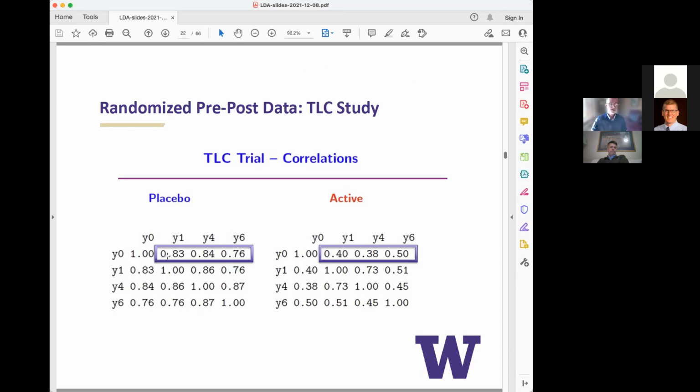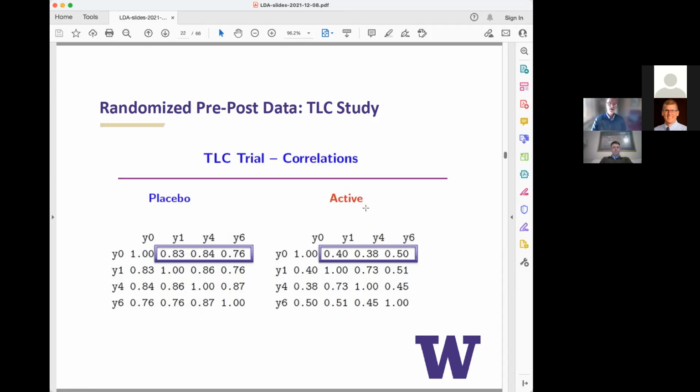This is an interesting example, right? This shows a correlation matrix on the left for the placebo group. I put a purple box around the correlation between baseline and the 1-week, 4-week, or 6-week measure. Very strong pre-post correlation between baseline and each of the follow-ups. Notice the baseline becomes a slightly weaker predictor at week 6, maybe. 0.76 is the correlation versus 0.83 and 0.84 earlier.